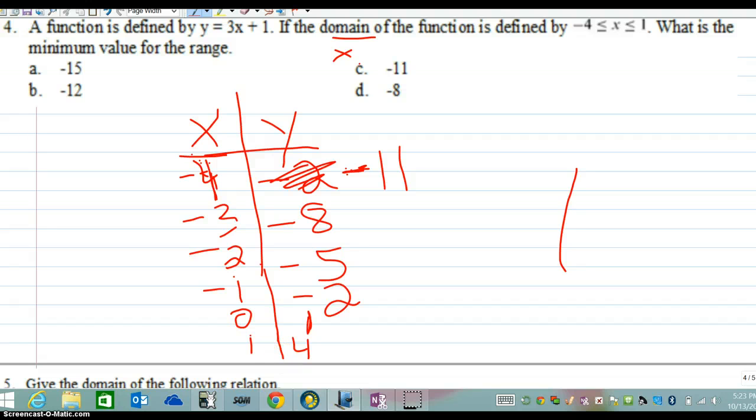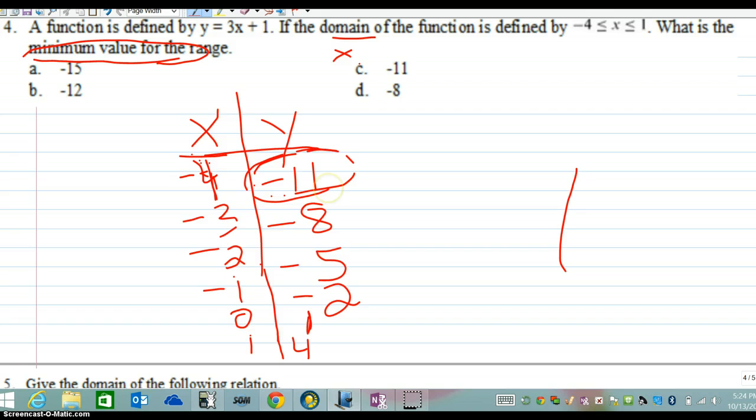Okay, so I apologize for the writing here. Let me go ahead and erase this because this looks really messy. So I'm looking for the minimum value for the range. Minimum means the smallest. And looking at this list, the smallest value is actually negative 11. So my answer for this one, the smallest value for my range is negative 11. We're looking at the x from negative 4 to 1. So my answer is C.